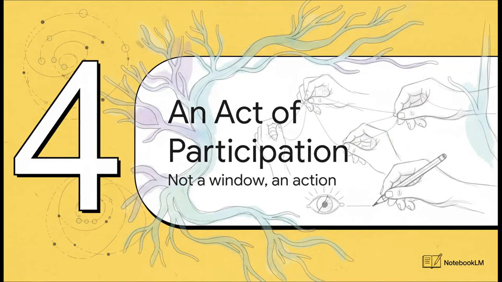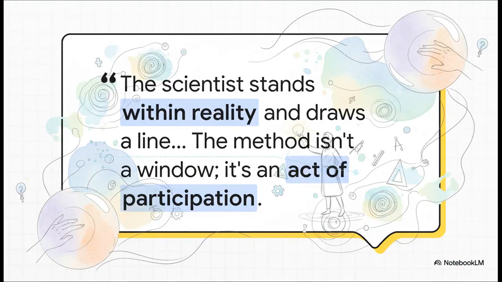So, if that's true, if the very foundation of science, just drawing that line between our experiment and the world, is a subjective choice, what does that even mean? It means we've got to completely reframe how we think about science. It's not passive observation, it's an active participation. This quote just nails it. The scientist isn't some spectator looking in through a window. The scientist is a participant, standing inside reality and actively making a choice about what to measure and how to measure it. The scientific method isn't a window, it's an action.